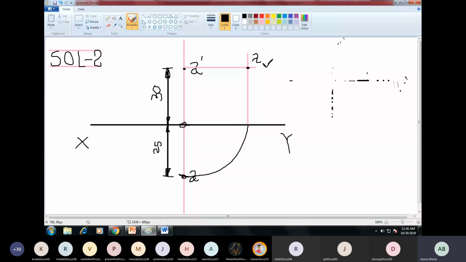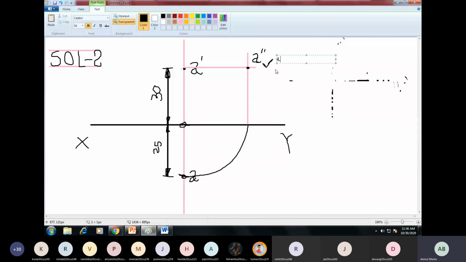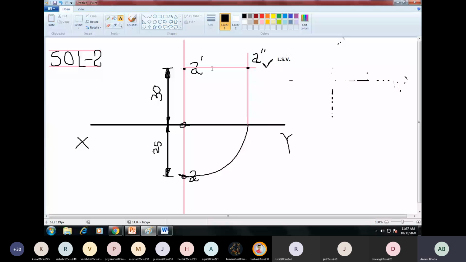And we represent the side view with a double dash. And we should write here that this is the LEFT SIDE VIEW in capitals. In order to write, we again use two lines and then we'll write left side view here. So this is my front view, this is the top view, this is the left side view. Okay.